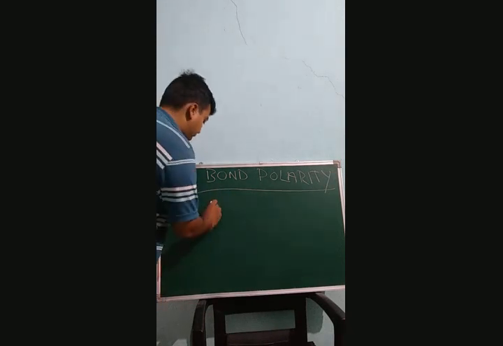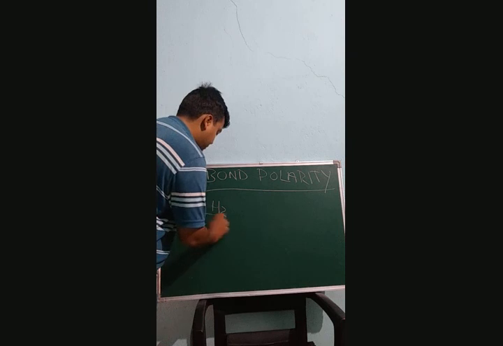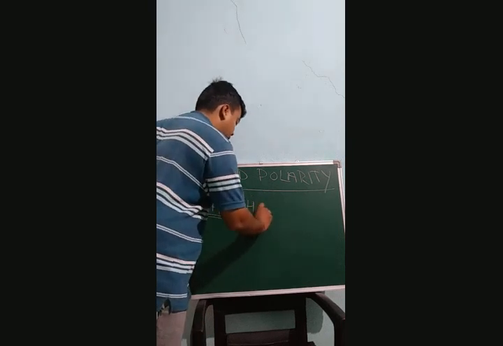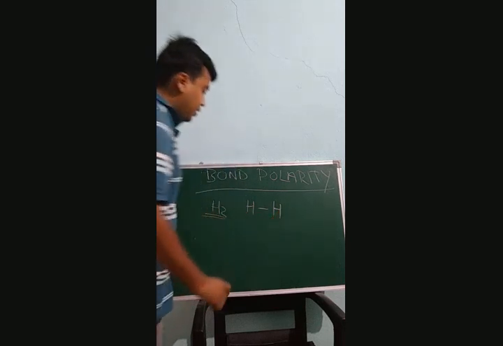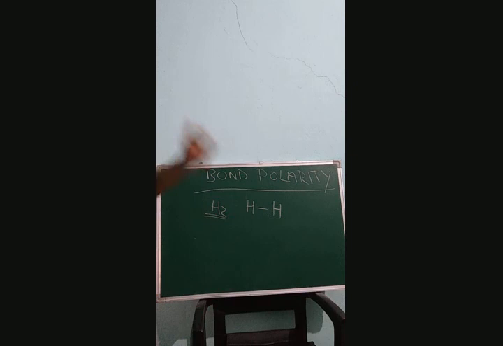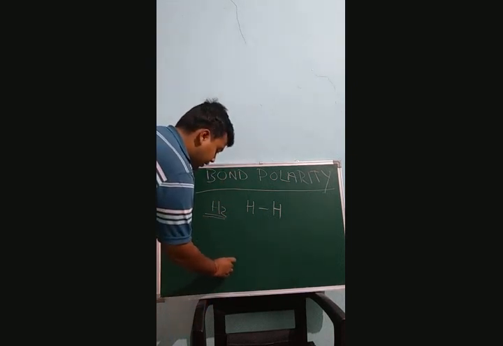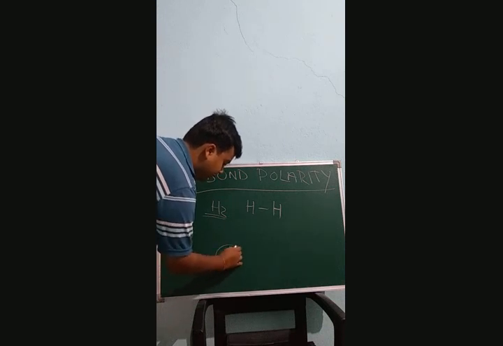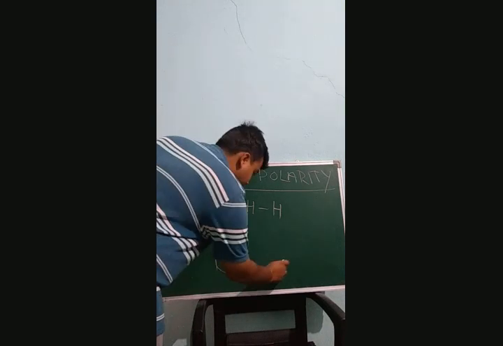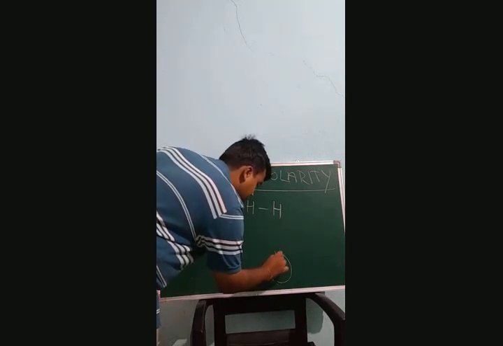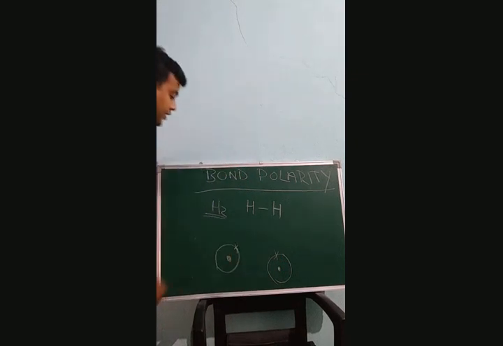What I mean by that is, in a molecule or in a covalent bond, let's say for example a simple molecule like H2. In H2 there is one single bond between two H atoms. So there is one pair of electrons being shared between the two hydrogen atoms. This is a diagram of the hydrogen atom. This is one electron, and this is the other electron.